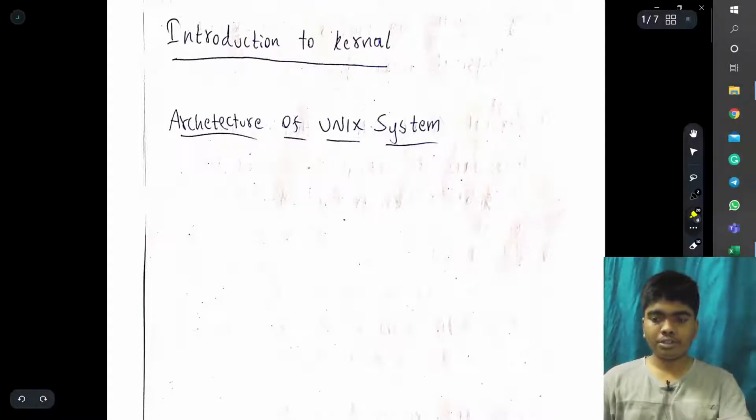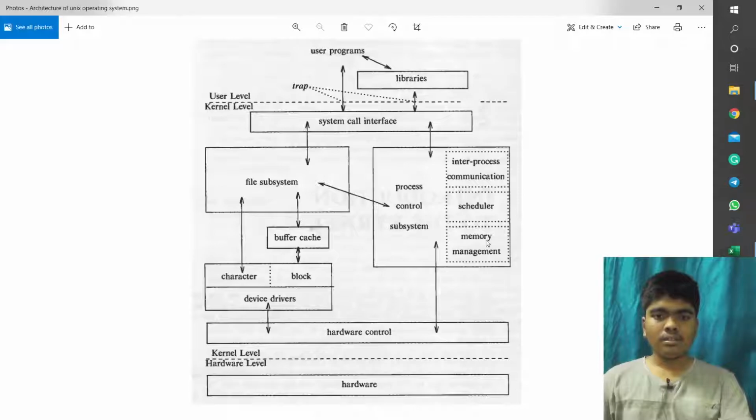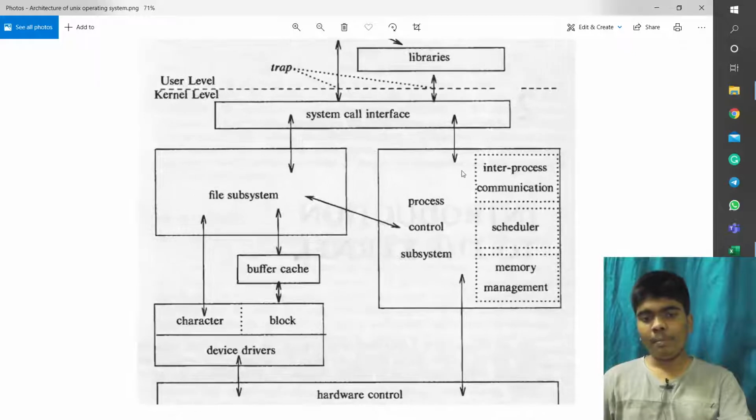I need to just show you one image. This is a basic architecture of a Unix operating system: user level, kernel level, hardware level. These are the three levels which we can see in this operating system.